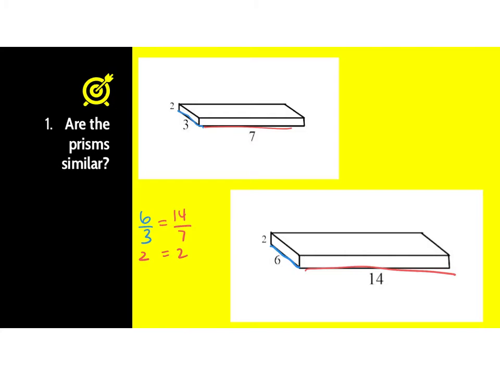But we do need to check, because this is a three-dimensional object, we have to check our height here and see if those are also proportional. So I can use any of the other two. I'm going to choose to use 6/3. Is that equal to 2/2? And the answer here is no, because 6 divided by 3 is 2, 2 divided by 2 is 1. Those are not the same ratio, so these are not proportional. So they are not similar. Just like with two-dimensional objects, when you're looking at three-dimensional objects, you have to check all of the corresponding measurements.